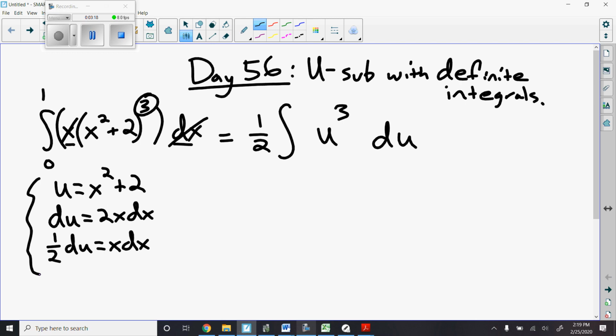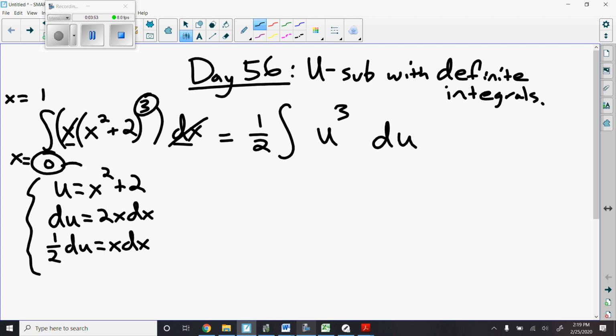What comes in different now is we need to adjust our limits of integration. We want to rewrite this problem entirely in terms of u, and then we can just solve it and get a numerical answer. So here's how I adjust it. The 0 down here is in reference to x. So here x is equaling 0, and here x was equaling 1. What I want to do is figure out what they would equal in terms of u.